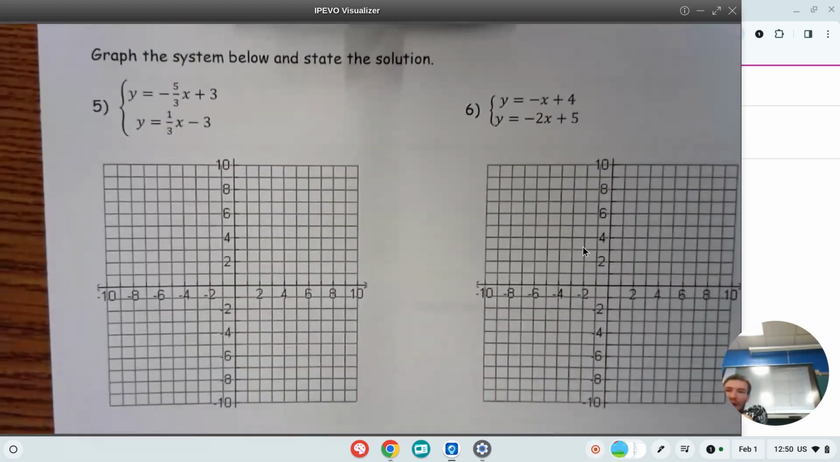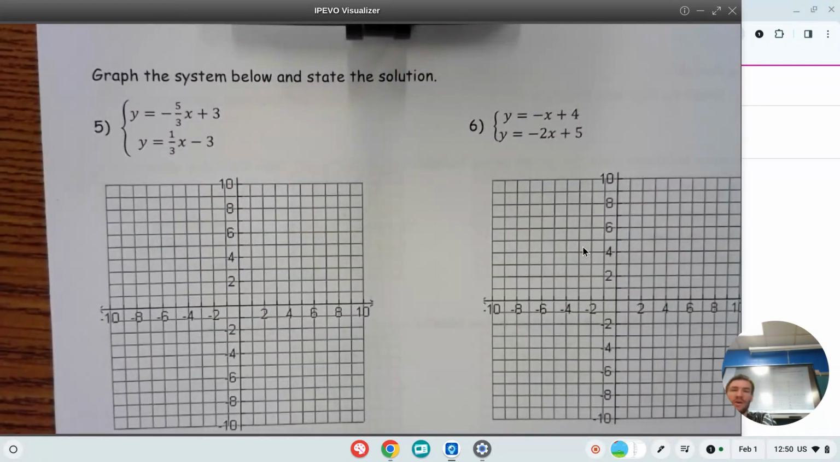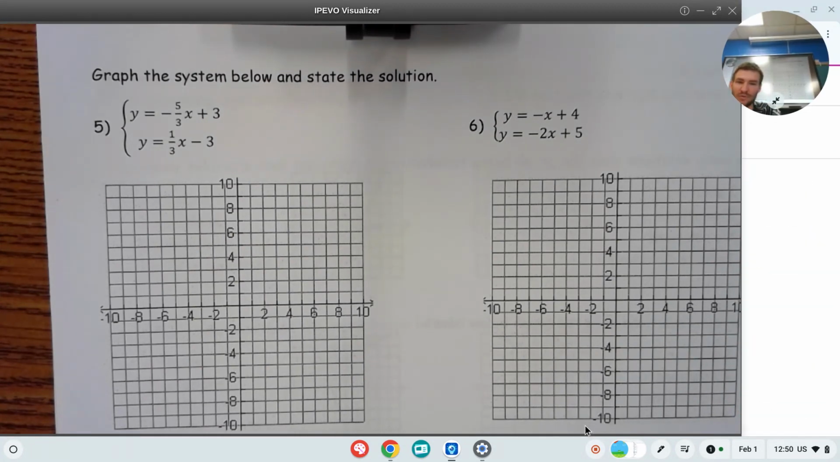We're talking about graphing systems of equations. These questions are just about 2% harder than yesterday, but they have no new information. One of the things I want to talk with you guys about is that these questions do not take as long as you think, okay?